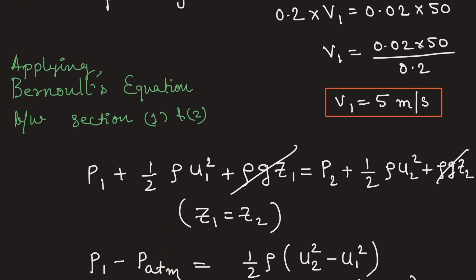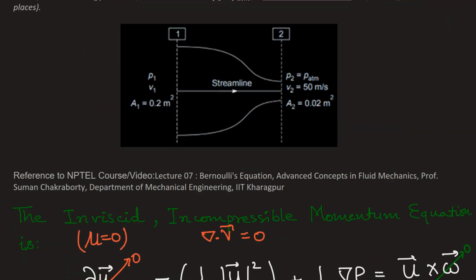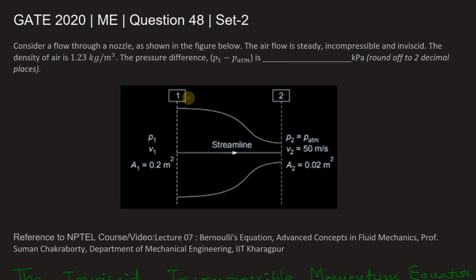So our final answer for this question is the pressure difference between section 1 and 2 is 1.52 kilopascal. Now to gain more knowledge on Bernoulli equation, or if you want to see the derivation of Bernoulli equation, you can refer to the NPTEL lecture of Advanced Concepts in Fluid Mechanics by Professor Suman Chakrabarty of the Department of Mechanical Engineering, IIT Kharagpur.